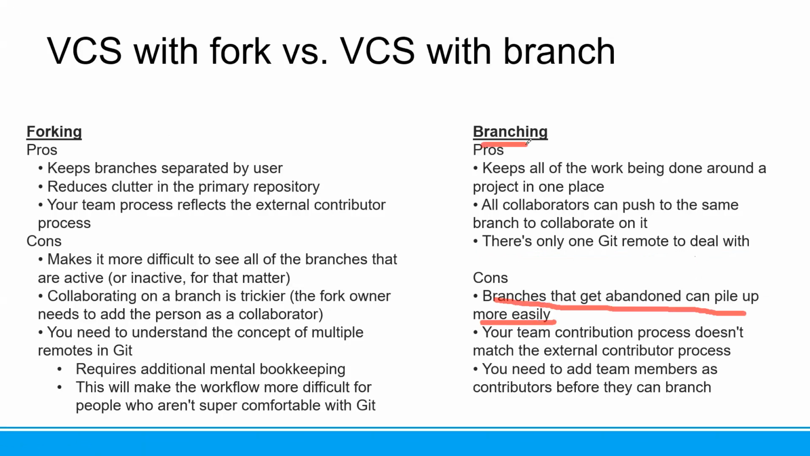Because branching, as I mentioned to you, is only from the internal GitHub. So if I have my own GitHub and I want to use a branch, I can create a new branch. But if I want to invite others, they need to be collaborators. And sometimes the team contribution does not match. You need to add team members as contributors before they can branch. So someone who can branch in GitHub is only a collaborator.